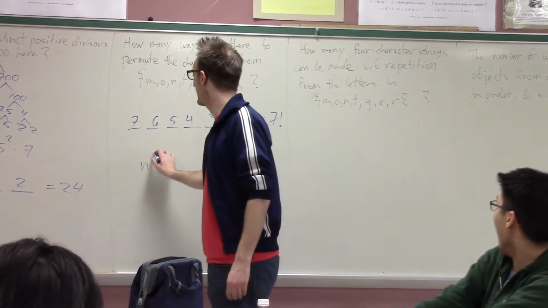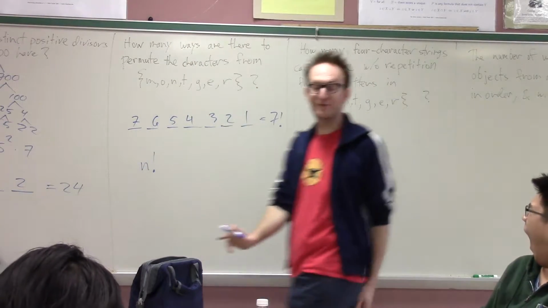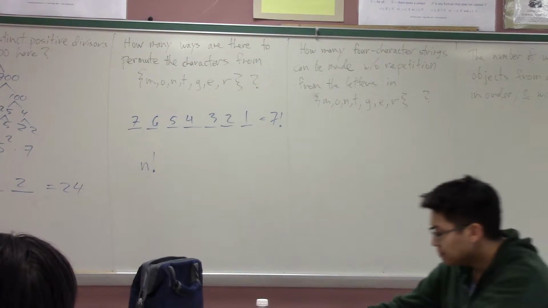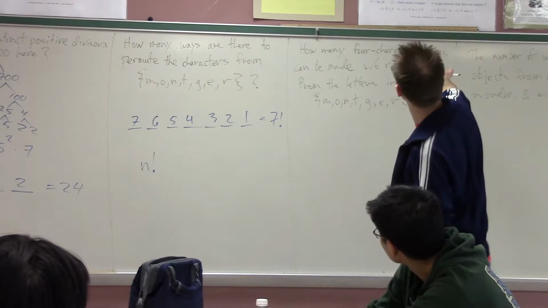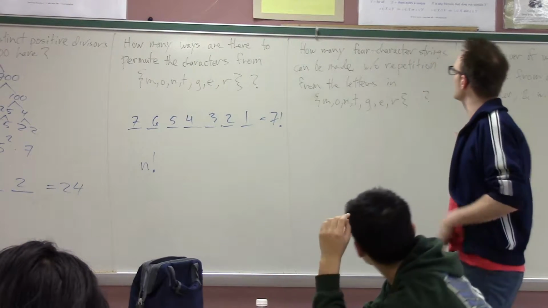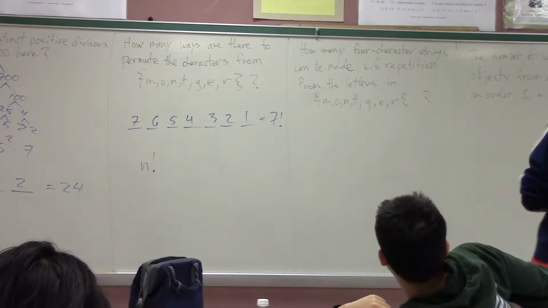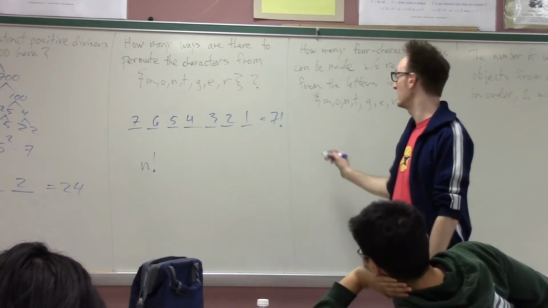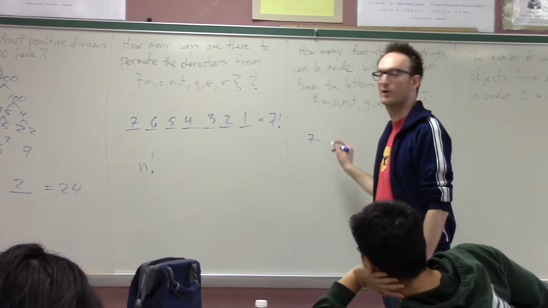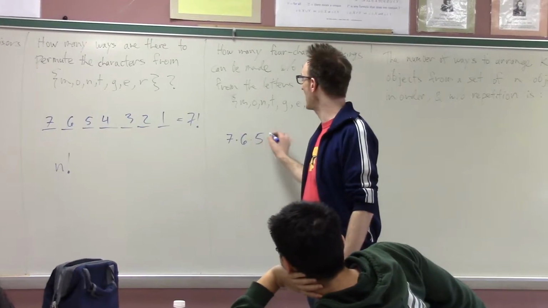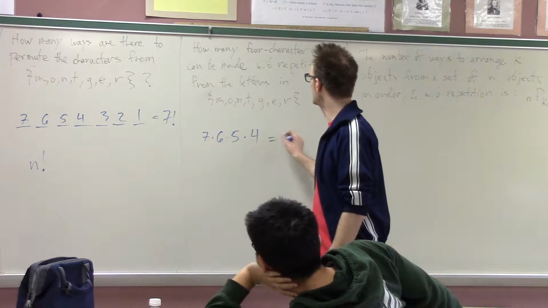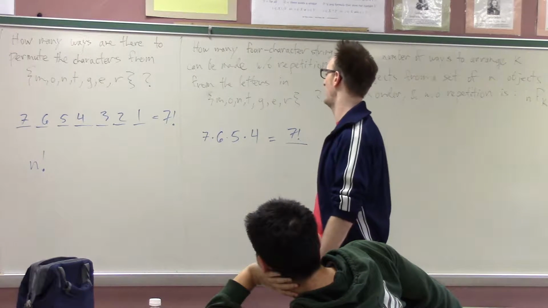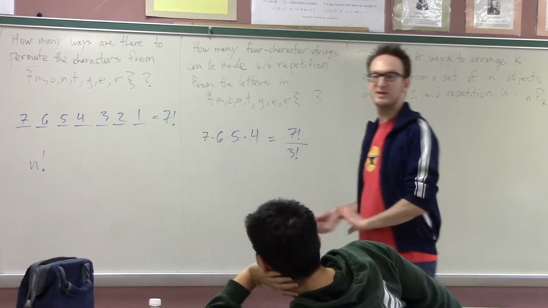And in general, you might even take this as a definition of n factorial. N factorial is the number of ways of permuting n objects. Okay, how many 4-character strings can be made without repetition from the letters in this set? Well, now I'm only doing 4 of the characters. So I have 7 choices for which to go first, then times 6, then times 5, then times 4, and then I just stop, agreed? And this is 7 factorial over 3 factorial.